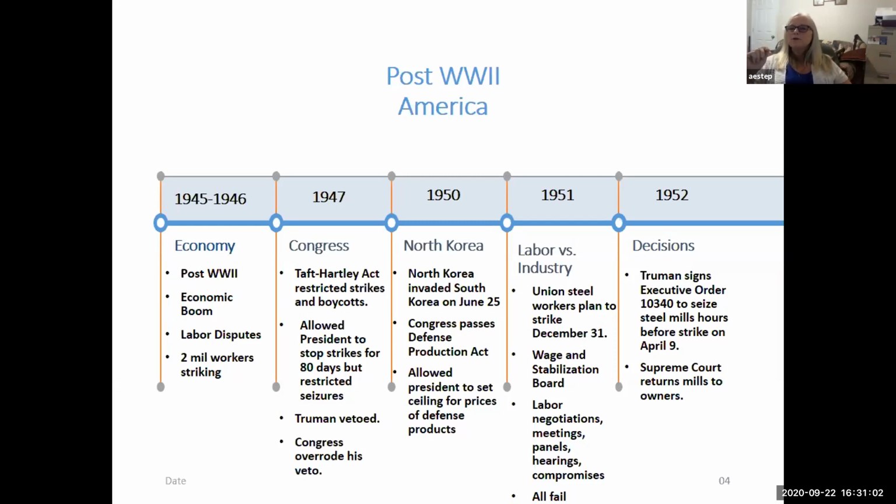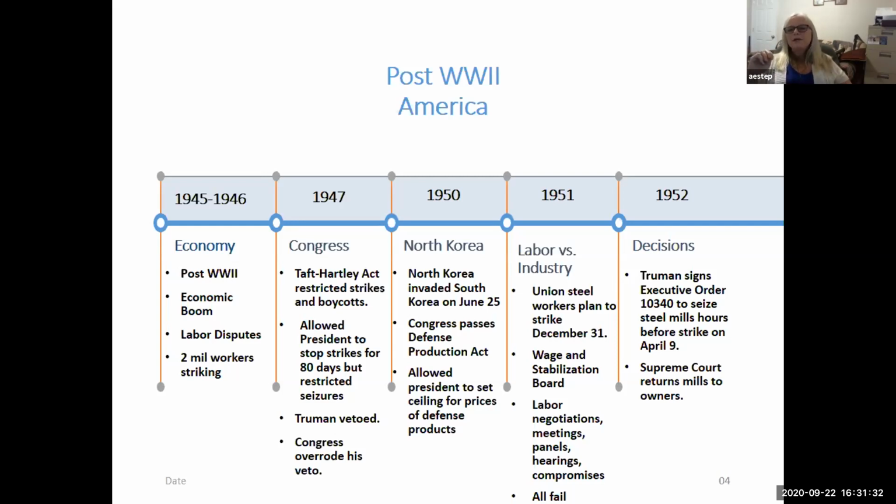And even the workers are saying, we need more money. We need wage increases. So there's 2 million workers that are striking during this time. So Congress picks this up and they say, we know the labor unions are getting a little strong, so we need to see what we can do here. And they passed the Taft-Hartley Act. What this allowed is the president could restrict these strikes for up to 80 days. And they included in there that the president cannot seize property.